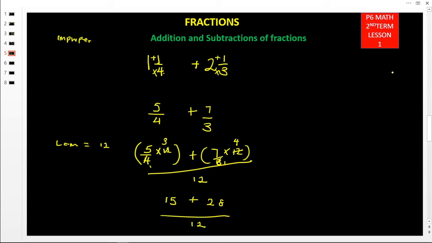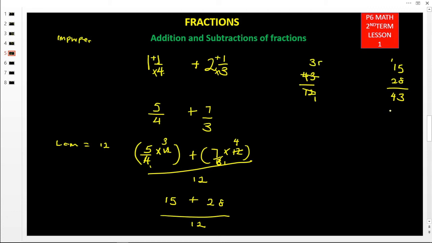So our side work here, we are now adding 15 plus 28. What are you getting? 8, 9, 10, 11, 12, 13. So this is 13. We regroup, we take 1 to the next place value. 1 plus 2 plus 4. So here I come up with 43 out of 12. Then how many 12's are in 43? I'm going to get 3 12's.